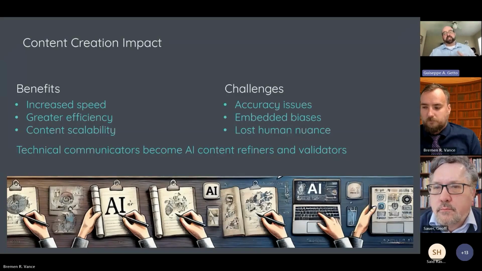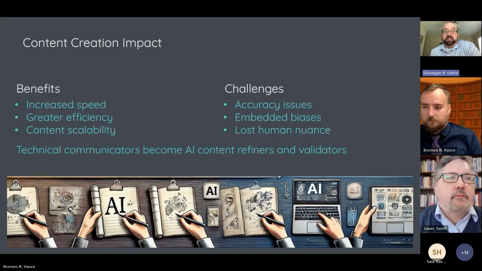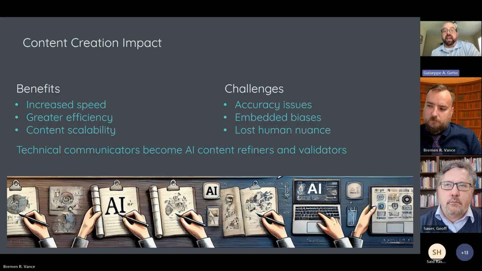And so there's going to be benefits and challenges. One thing is there is going to be a lot of speed and efficiency and scalability advantages, with the caveat that with that come potential accuracy issues. We've talked about these biases that happen. Those are going to get baked in as AI is used more and more in the content space. And you can lose the human nuance, absolutely. And that's a serious challenge. Next slide.